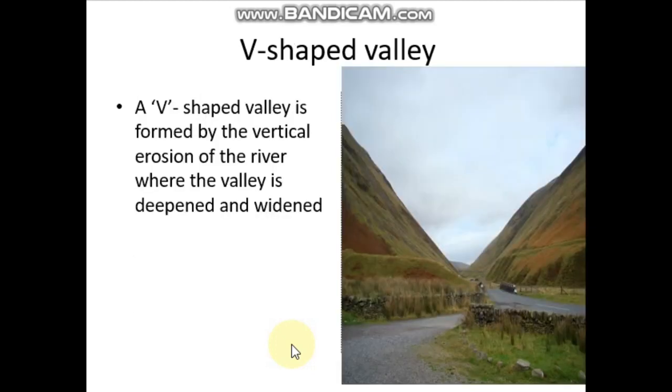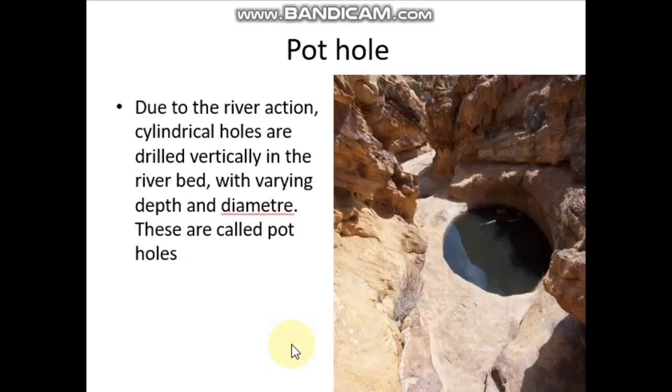Next one is the V-shaped valley. On seeing the picture itself, we can easily understand how this valley was formed. A V-shaped valley is formed by vertical erosion of the river, where the valley is deepened and widened. With the river flowing over time, it will become a V-shaped valley. Next one, pothole.